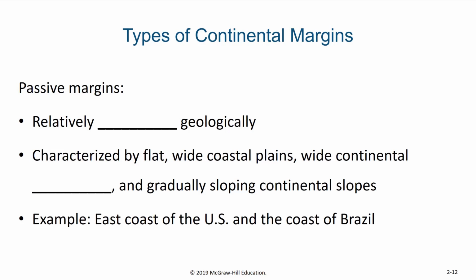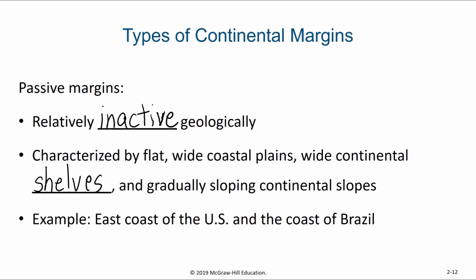In a passive margin, the edge of the continental plate is not directly against an oceanic plate, but you have both oceanic crust and continental crust as a part of the same lithospheric plate. Passive margins are relatively inactive, geologically speaking. There's going to be a wide, flat coastal plain, wide continental shelf, and the continental slope will be at a gentler angle than on an active margin.